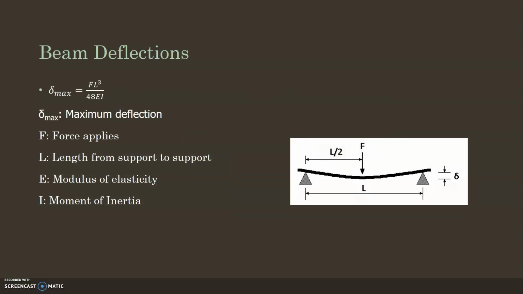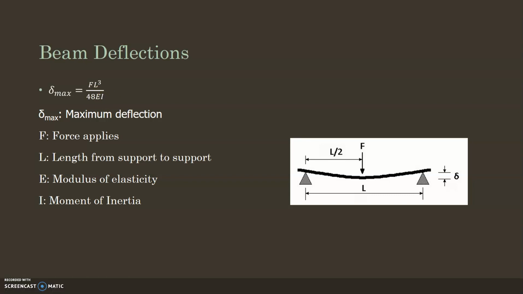So beam deflection, the amount it bends, is going to be known as the delta max. This is the symbol delta. It looks like a D with a little squiggly on the top. It's how far down it goes. And that is equal to the force applied times the length cubed divided by 48 divided by the Young's modulus divided by the moment of inertia.